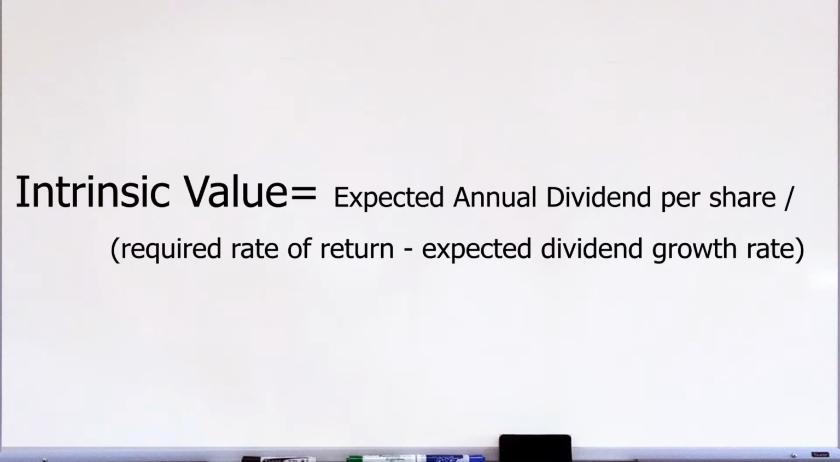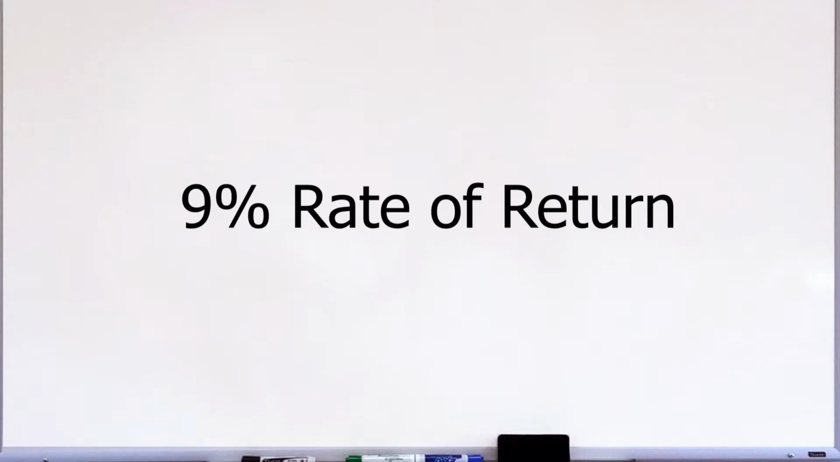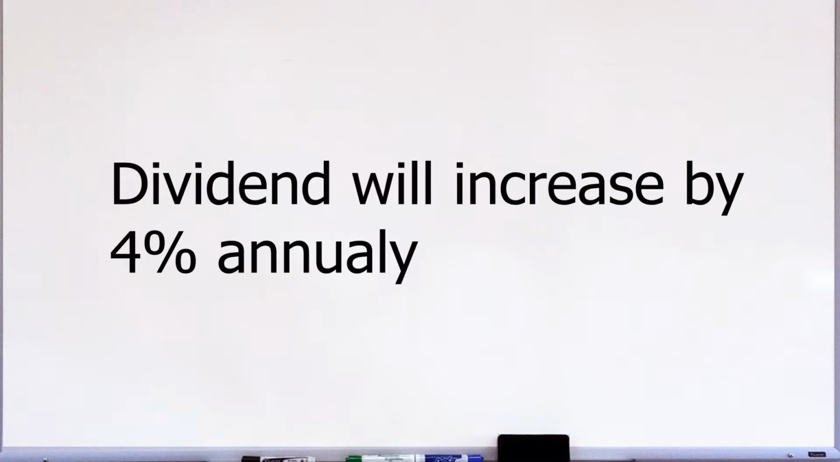So, for example, let's say the Timbo Show is offering stock on the stock market for $37 a share. I may add, tremendous value there. Tremendous value. Anyways, let's say the company is requiring a 9% rate of return. The annual dividend is, I'm feeling generous, $2.20 per share. Investors can expect the dividend to increase by 4% annually.